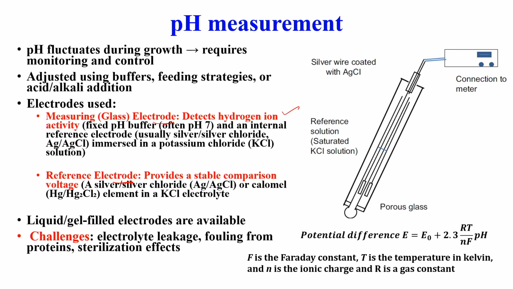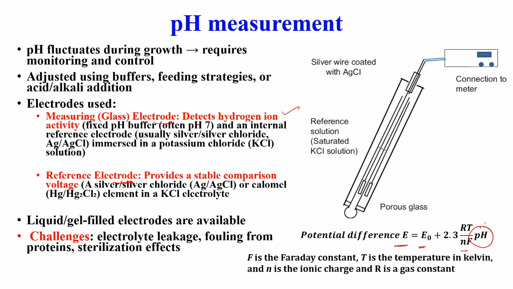So, as compared to the reference, the change in the potential difference due to change in the solution pH allows us to measure the pH. So, the difference in the potential is related with E naught plus 2.3 RT upon nF into pH value.